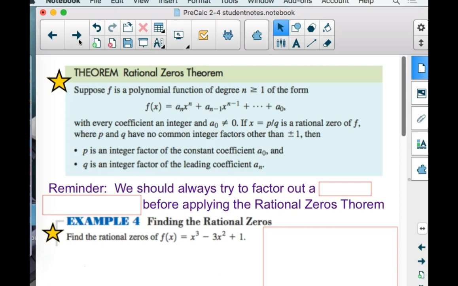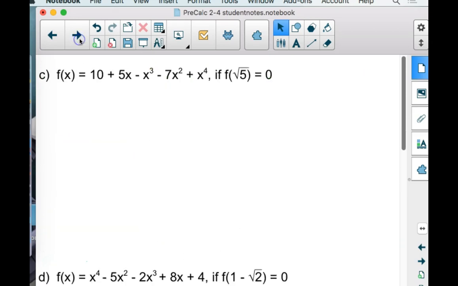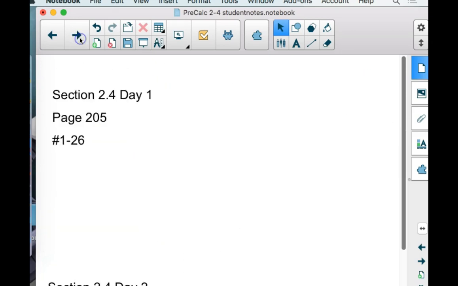So, let's see. You should be able to make it through 2-4 day 1, number 1 through 26, with what we have so far. And then we will begin with the rational zeros theorem on Monday.